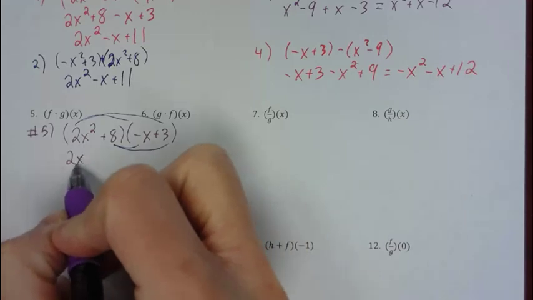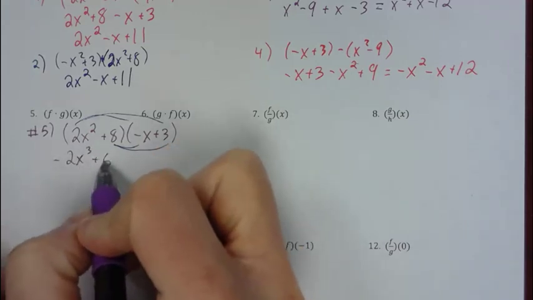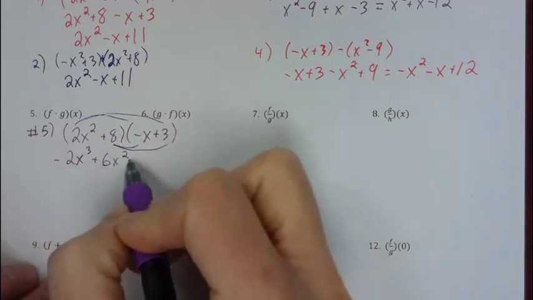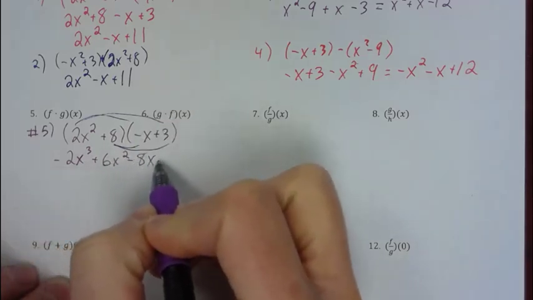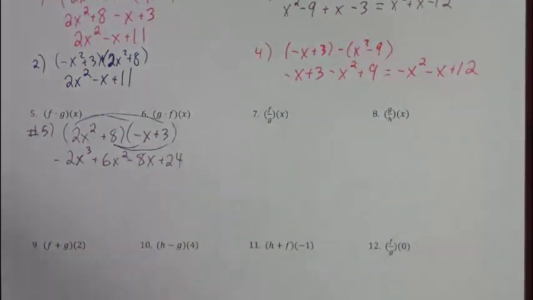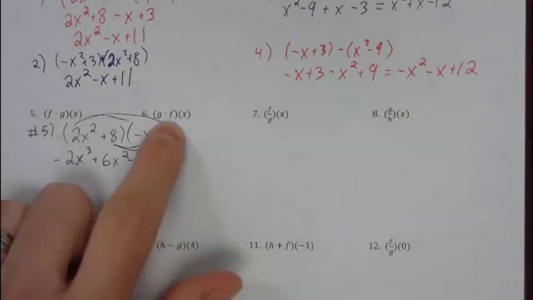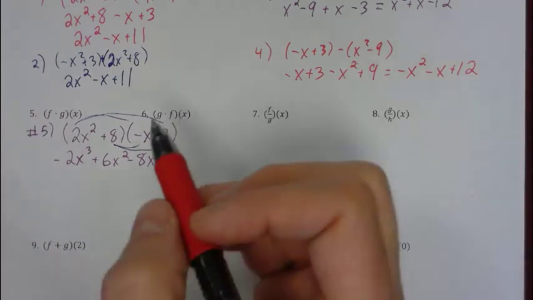It's going to end up being negative 2x cubed plus 6x squared minus 8x plus 24. And right there, we don't have any common terms, so it works out nicely that we will be able to multiply this all out. If I was going to reverse that process and do the exact opposite order, I would be doing the same exact thing.